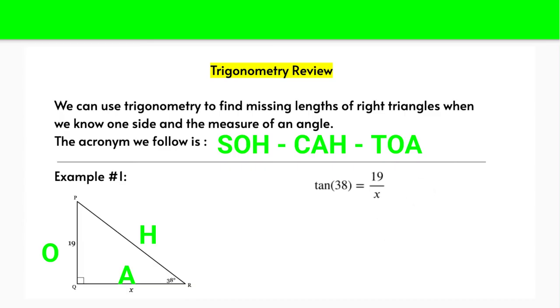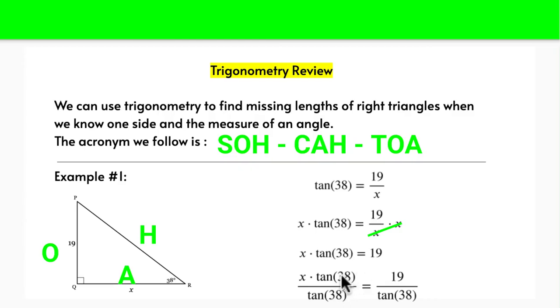So the next thing we would need to do is multiply this x to the other side. So we're going to multiply both sides by an x. What that accomplishes is we're able to cross out these x's on this side. And then we're left with 19 on this side, and the x times tangent of 38 on the other side. So from there, we can divide this tangent over. This is just a ratio, so it's just a decimal. Tangent of 38 is just a number, so we can just divide it to the other side.